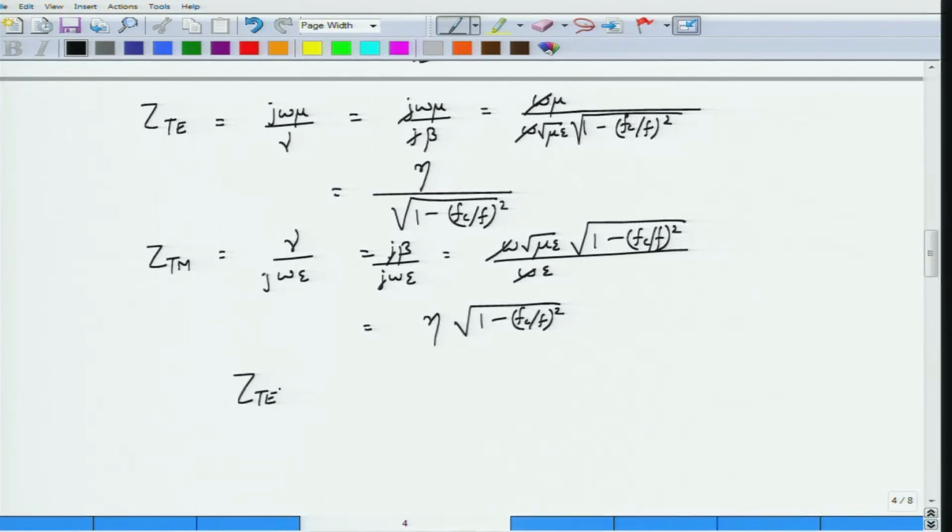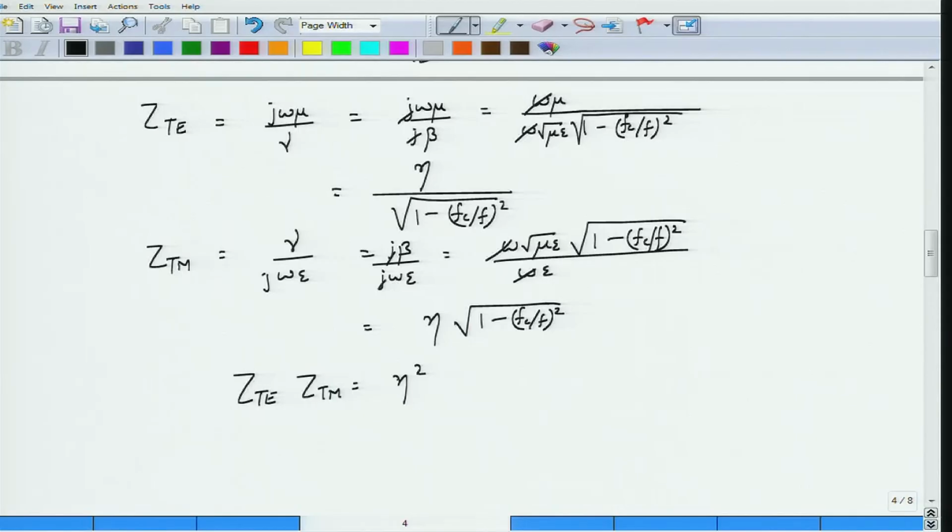In case someone has calculated ZTE and ZTM for you, and you want to find the intrinsic impedance of the medium, ZTE times ZTM will be equal to eta square. So, once you have this equation, you can find eta. Now, you might say that to calculate eta, I would need ZTE, but to calculate ZTE, I need to know eta. And to calculate ZTM also, I need to know eta.